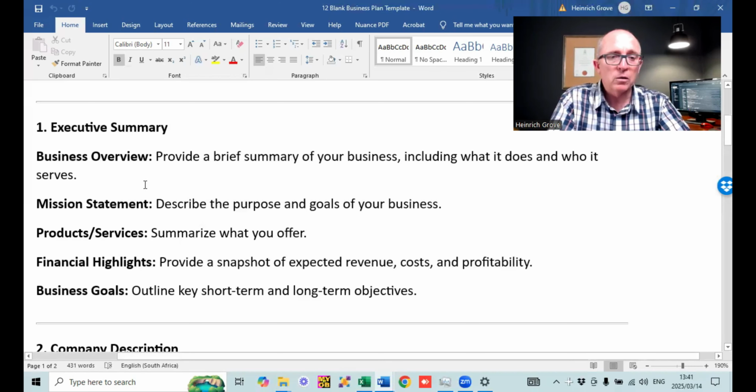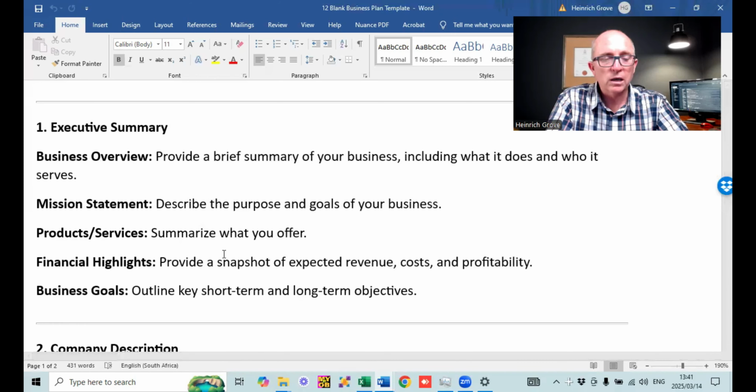You have to write down what your mission statement is, to describe the purpose and the goals of your business, what products or services you will be offering, and then what your financial highlights are. So provide a snapshot of your expected revenue, cost, and profitability, and what your business goals are. Outline any short-term and long-term business objectives. Like I said, that's basically the first section. You don't want your executive summary to be 3-4 pages long. It's got to be a brief thing, because remember, as you go further into the business plan, that is where you're going to start expanding on each one of those sections.